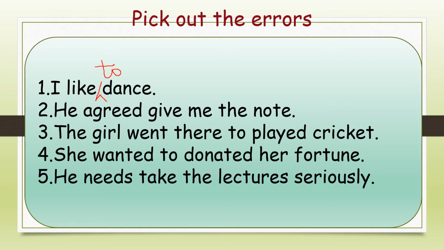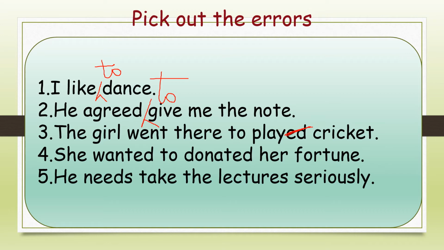Then he agreed to give me the note. So he agreed to give me the note. We have to add "to" here. When we add "to", then it is correct. The girl went there to play cricket. Now "to" is always followed by the root form of the verb, so we have to strike off "-ed" here, right? So the correct sentence will be: the girl went there to play cricket.